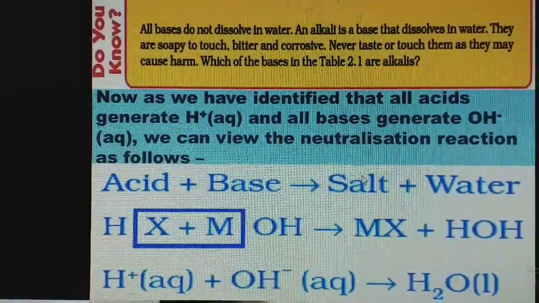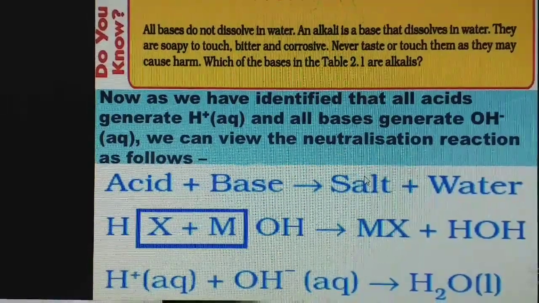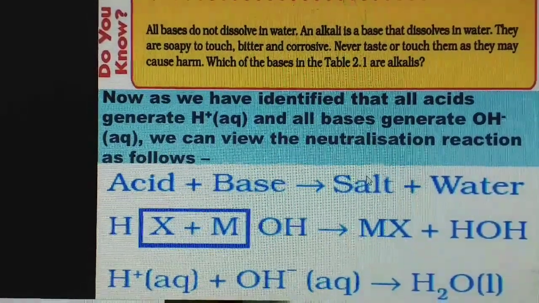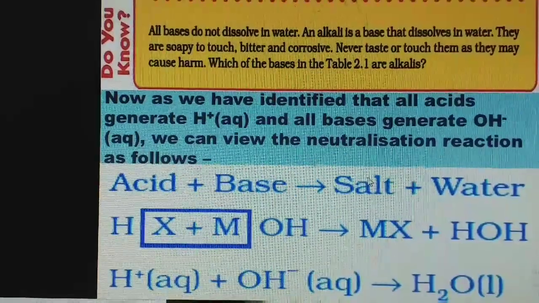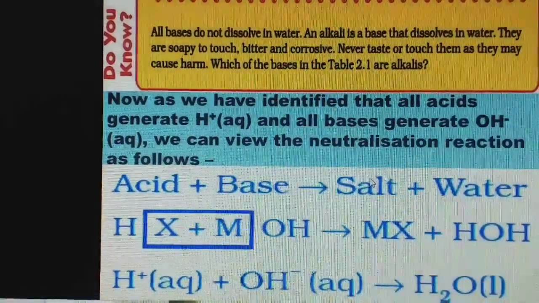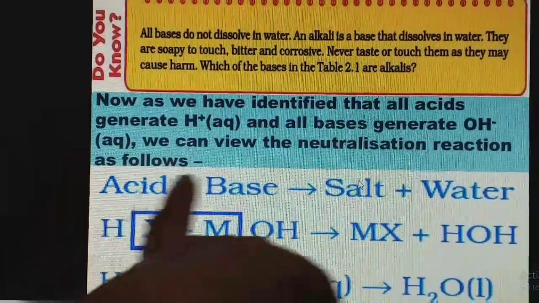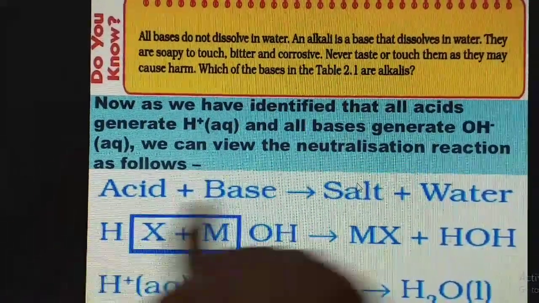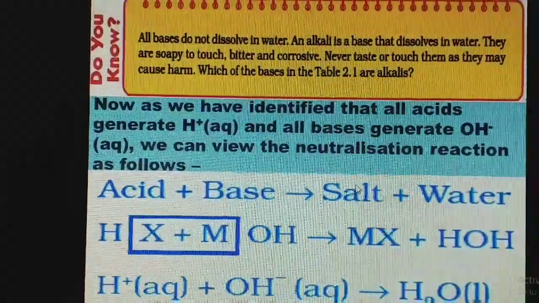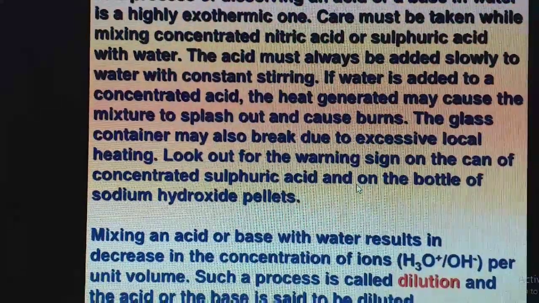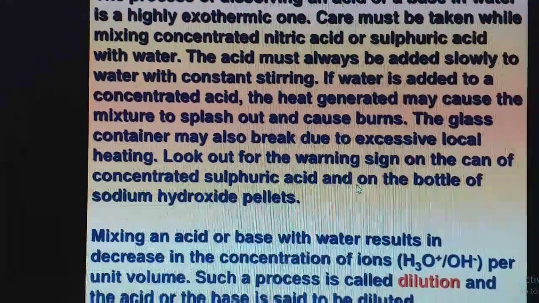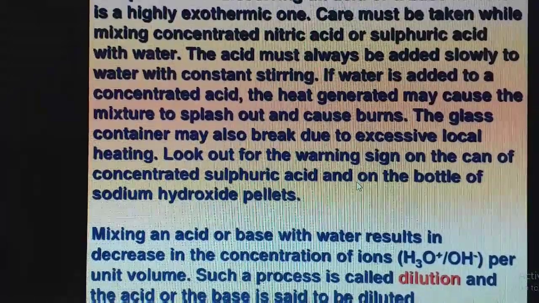Okay. Now we identified that all acids generate H+ ions and all bases generate OH- ions. And this acid and base combine, forming salt plus water. So acid releases H+ and base releases OH-. These two combine and form water. And the process of dissolving an acid or base in water is highly exothermic.